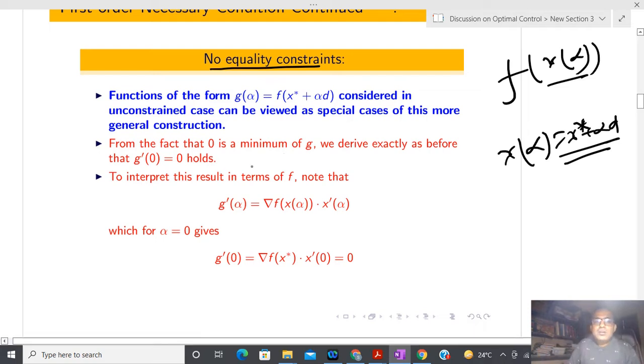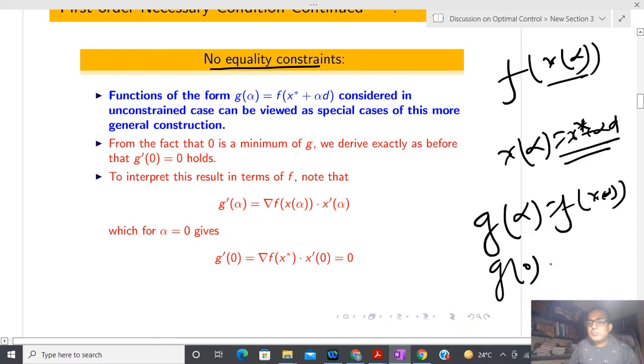Okay, now you can see that 0 is the minima of g, because even if you do this kind of construction f(x(alpha)), and if I put alpha equal to 0, at that time I have x0, and I have already defined x0 as x star. Okay, so by construction I can tell that g(0) is the minimum, and due to that reason I can apply exactly the same result, that g dash equal to 0 should hold.